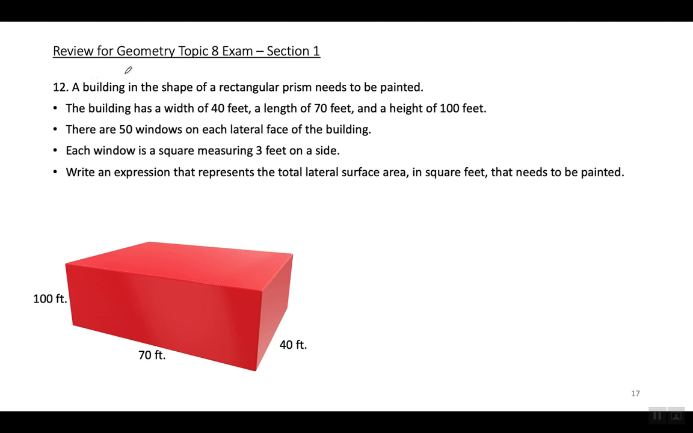Question number 12 says, a building in the shape of a rectangular prism needs to be painted, right? So this is a building that needs to be painted. Now, imagine, I didn't draw this, but there's a roof on the top. We're not painting the roof. We're just painting the lateral area, okay? We're only painting the lateral area of this rectangular prism. Okay, so the building has a width of 40 feet, which I wrote right here, a length of 70 feet right here, and a height of 100 feet.